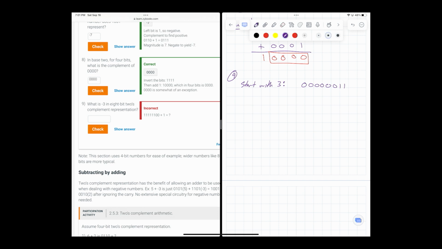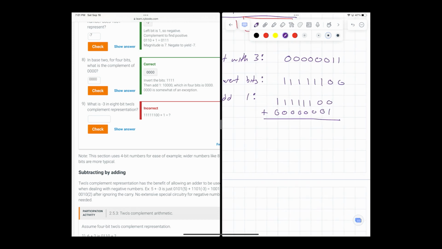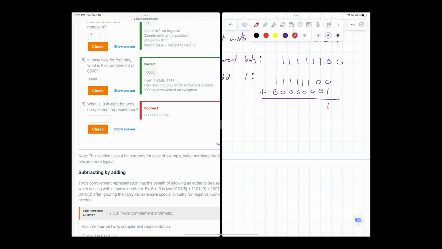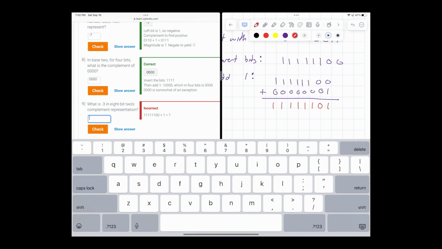What do you do after that? We invert all the bits. So 1, 1, 1, 1, 1, 1, 0, 0. And then we have to add 1, which you can do formally. 0 plus 1 is 1. 0 plus 0 is 0. And I guess the rest are going to be 1. So we got 6 ones, and then 0, 1.